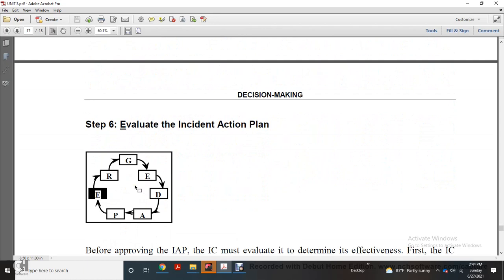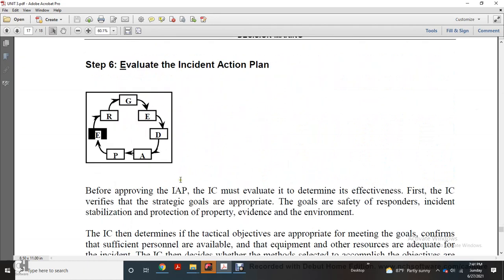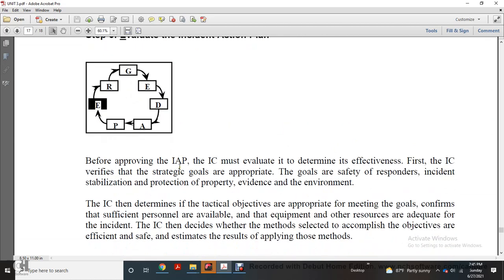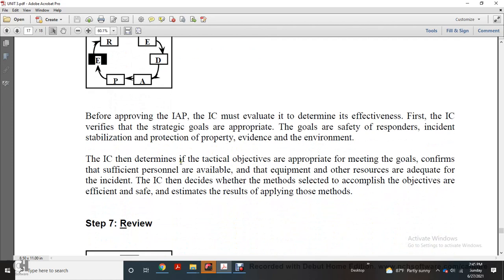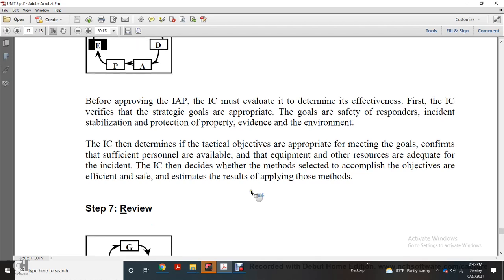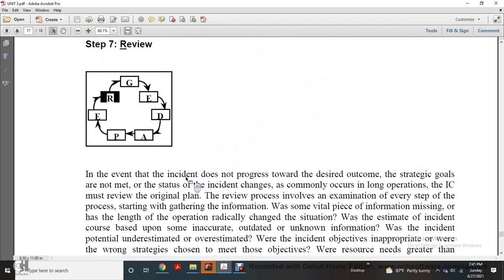Step 6, evaluating the incident action plan. For the incident action plan, the incident commander must evaluate and determine effectiveness. Incident command verifies that the strategic goal is appropriate for incident stabilization, protection of property, evidence, and the environment. Incident command determines whether the tactical objectives are appropriate for meeting the goal, confirms there is sufficient personnel, equipment, and other resources, and decides whether the methods selected to accomplish the objectives are efficient and safe, estimating the result of applying the methods.